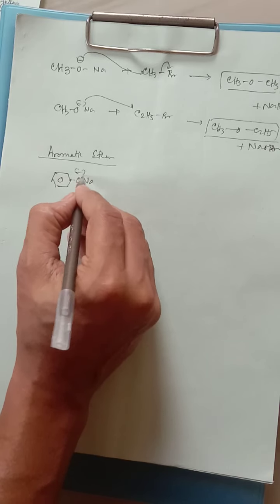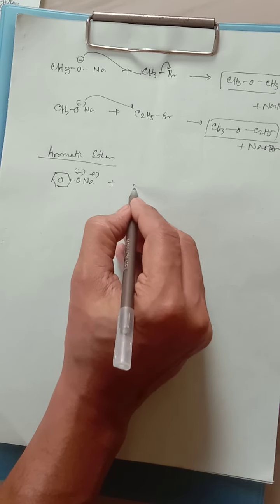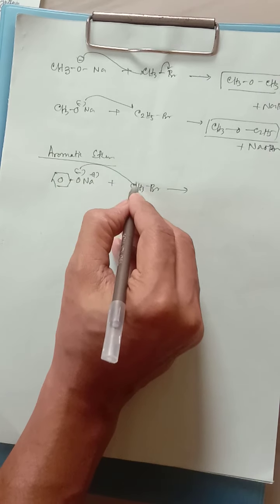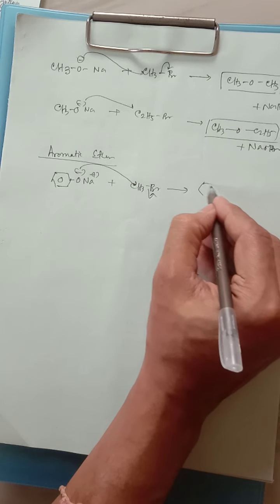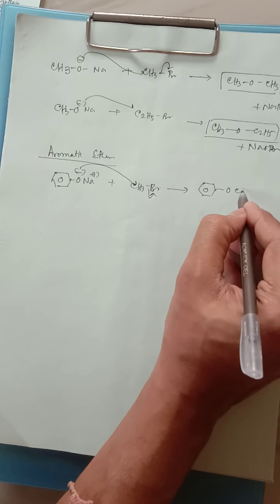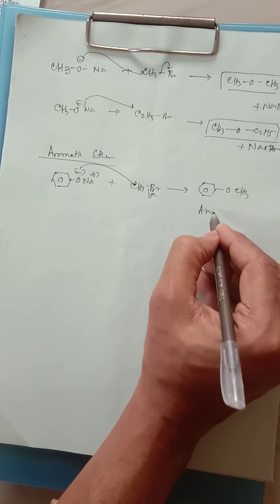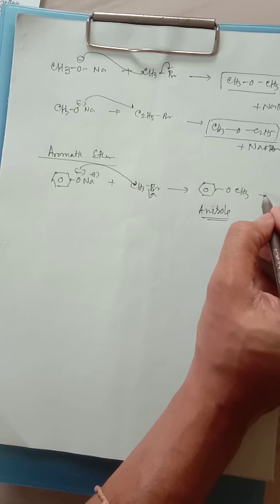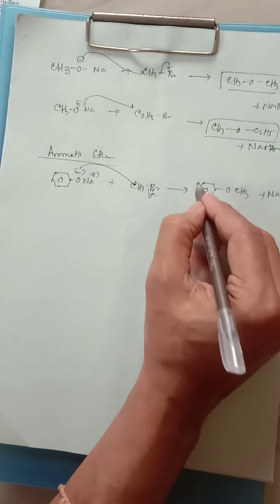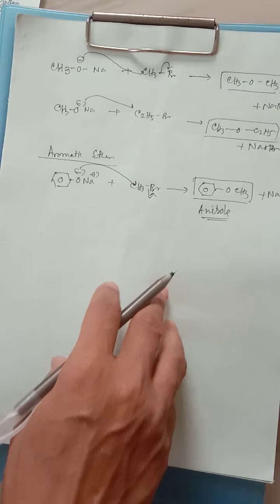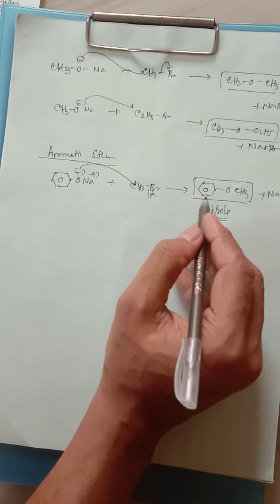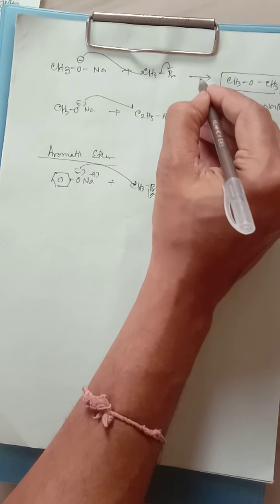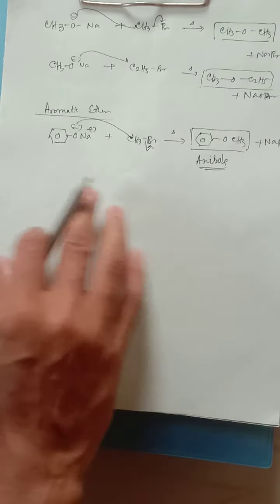Now this is used here along with, say, CH3Br. So this will attack here and it opens up. The product will be this. As I told earlier, it is anisole. Anisole has been prepared along with NaBr. So this is the way by which we can prepare ether by the Williamson reaction. So this is aromatic.